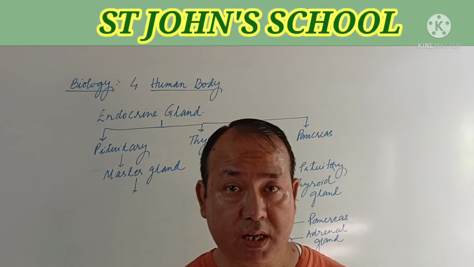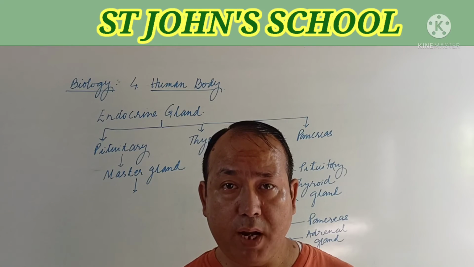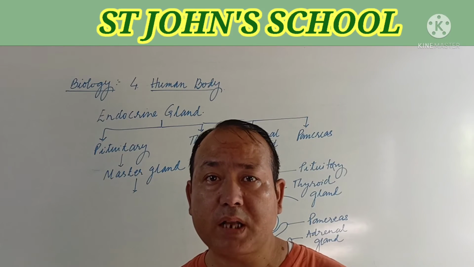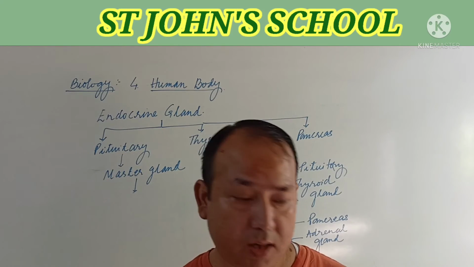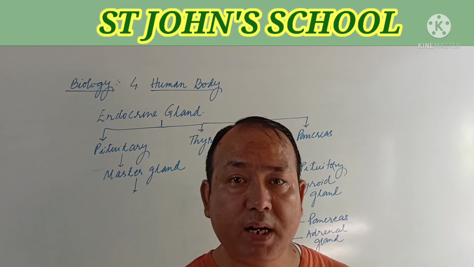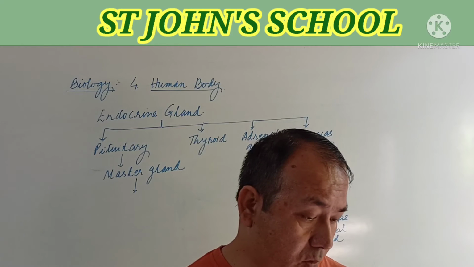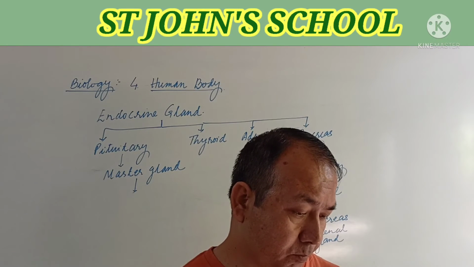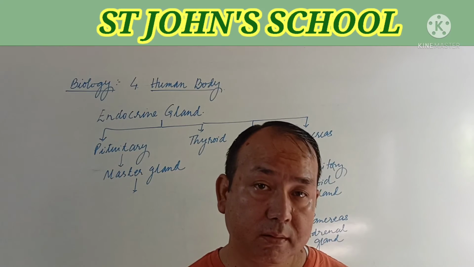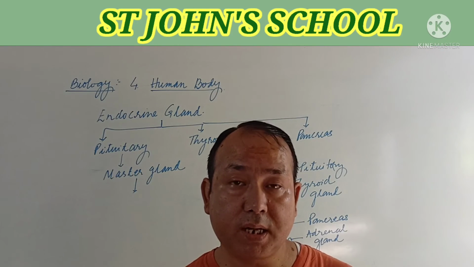Then TSH, thyroid stimulating hormone. This thyroid stimulating hormone regulates the secretion of thyroid gland. When TSH is released from pituitary gland, then only the thyroid gland secretes its own hormone. So that is what it is given here. It stimulates the thyroid gland to secrete its hormone, that is thyroxine. Then next comes adrenocorticotropic hormone, that is ACTH. This ACTH hormone regulates the secretion of adrenal gland, that is adrenal cortex, about which we will discuss later.